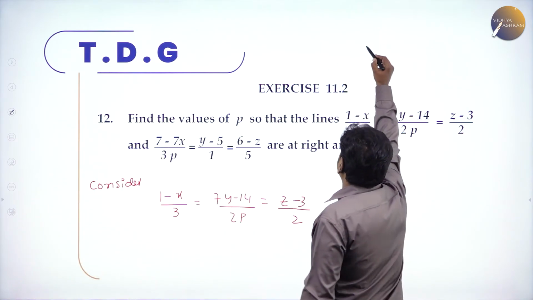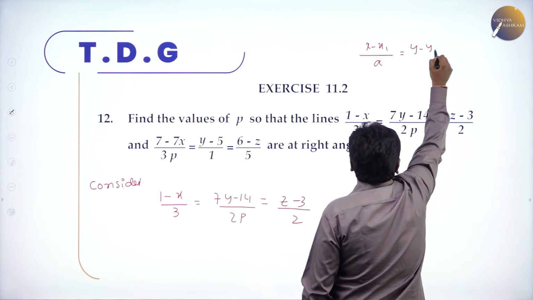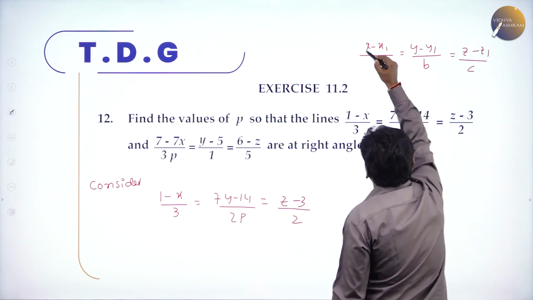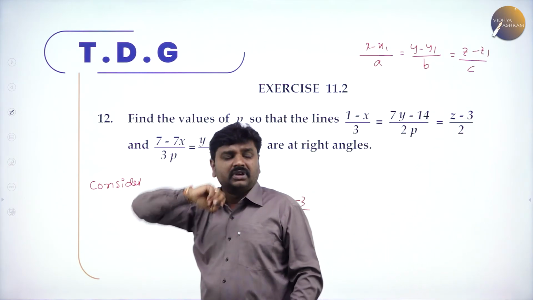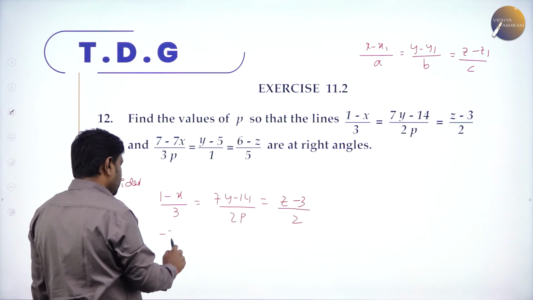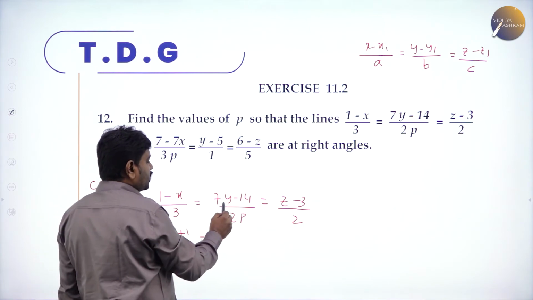If you recollect Cartesian form, standard form is (x minus x1) by a equal to (y minus y1) by b equal to (z minus z1) by c. Dear students, the coefficients of x, y, z should be 1. But here you can see minus x is there. So I'll rewrite it as minus (x plus 1) by 3. And in this 7, the coefficient of y should be 1.